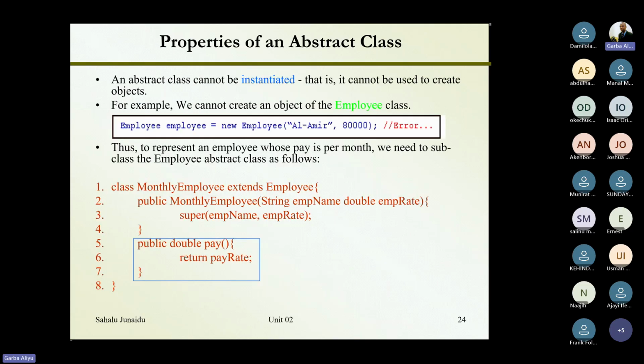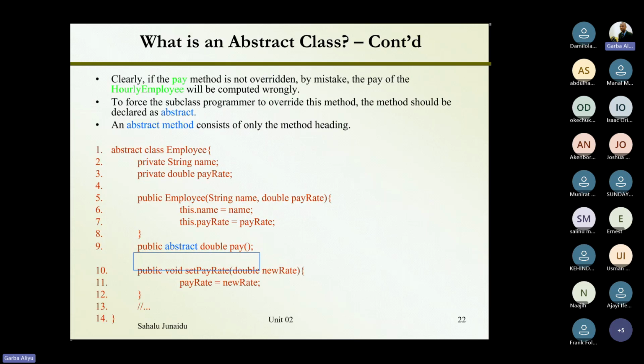So another one is, an abstract class cannot be instantiated. We cannot use it to create an object of any abstract class. Like for instance, here we said Employee. Employee here is a class. We cannot create an object of an Employee class. Yes, because remember what we said, a class is not completely defined. We expect a subclass to complete the class.